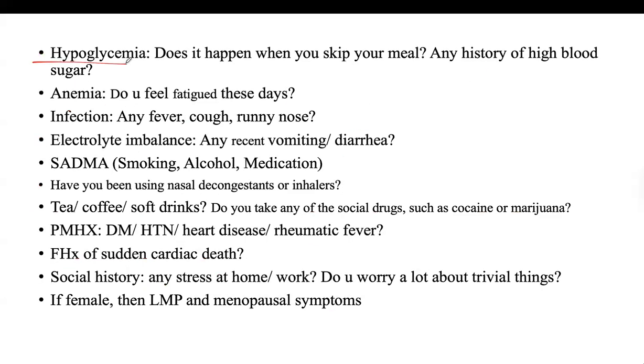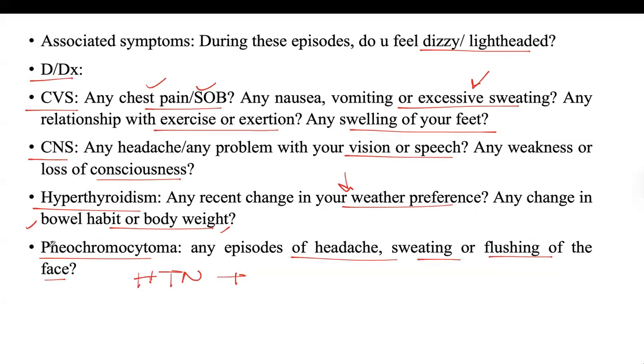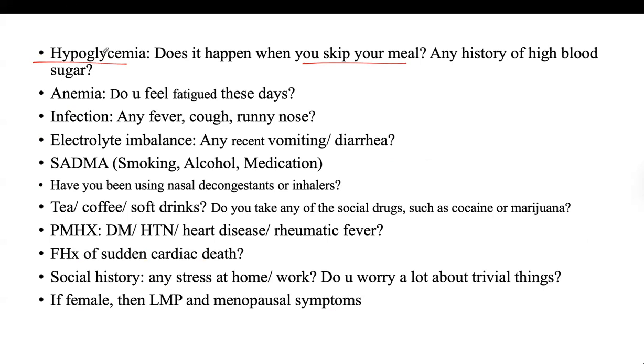Then we have hypoglycemia. So does it happen when you skip your meal? Any history of high blood sugar? So these are your three main differential diagnoses under endocrine. So ask about thyroid, pheochromocytoma, and then hypoglycemia.